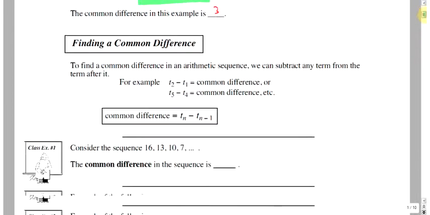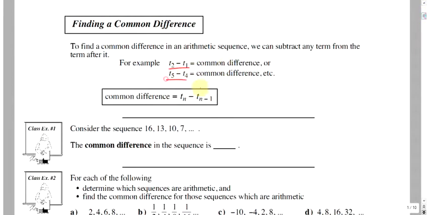Finding the common difference. Okay, we just kind of did this. Take one term, subtract its previous term. I don't care what number n is. All that says is, I don't know, t64 minus t63. What's 64 minus 1? The previous term. Okay? Doesn't matter what n is. That's what this says. You're subtracting 1 from its previous term, to get the common difference.